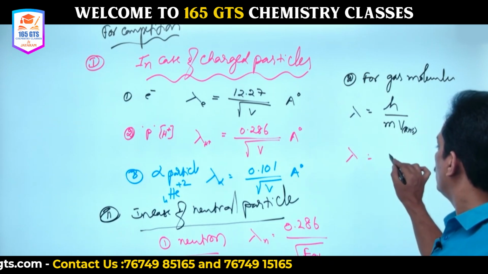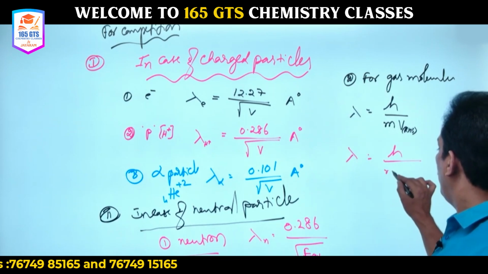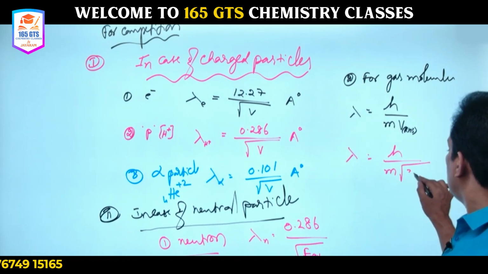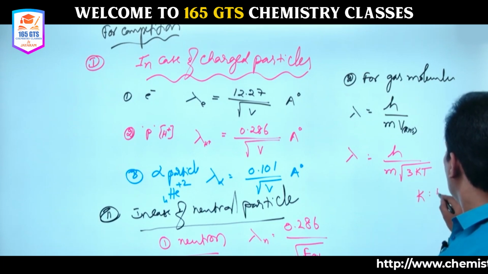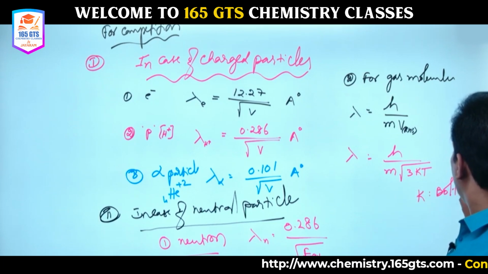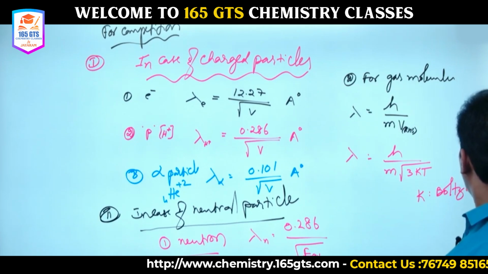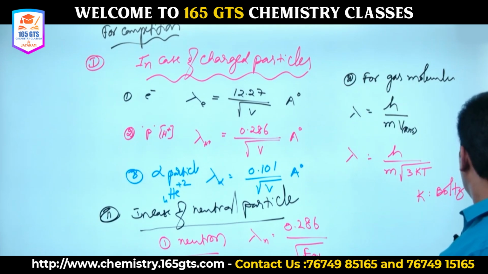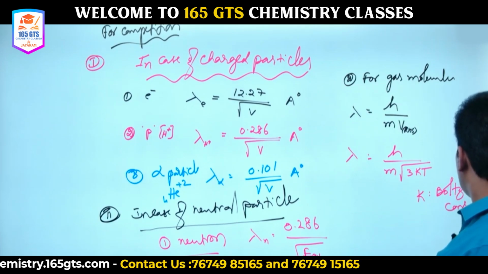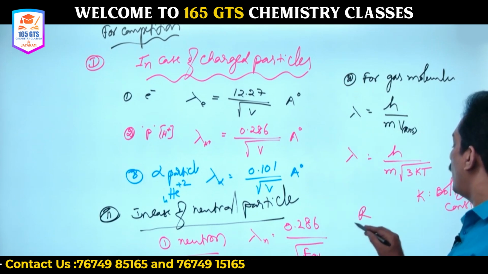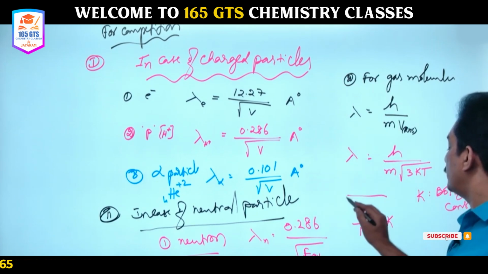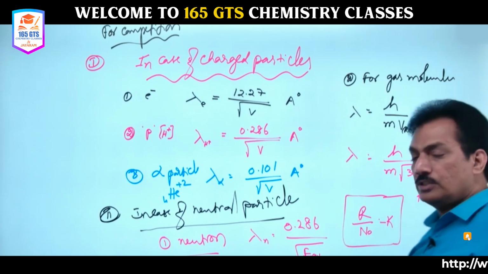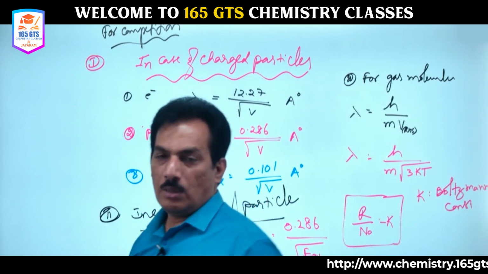Lambda is equal to h by m under root 3kT. Here k is nothing but the Boltzmann constant. I think you know this Boltzmann constant. It is again from the gaseous state. That is nothing but R by N naught, where R is the gas constant and N naught is the Avogadro number.